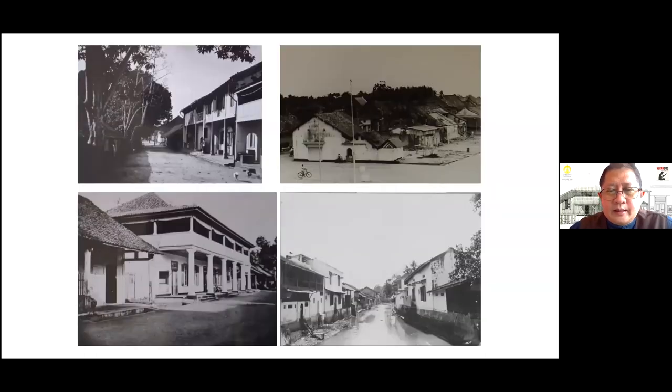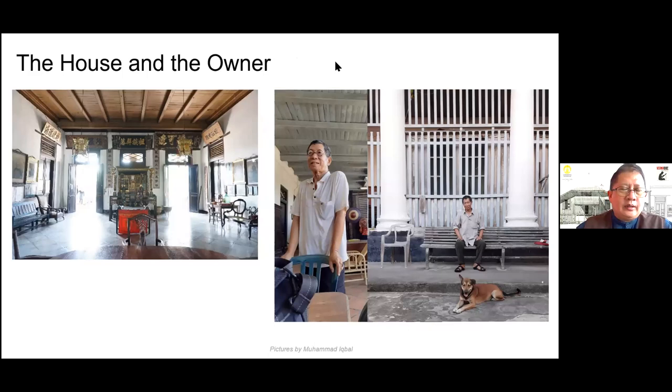And this is the typology of the Chinese architecture. So, back to the Chinese mayor, the Chung Atiam mansion. This is the fifth generation of the mayor's house, and the family has spread to many cities, in Jakarta, Singapore, and even to New York.